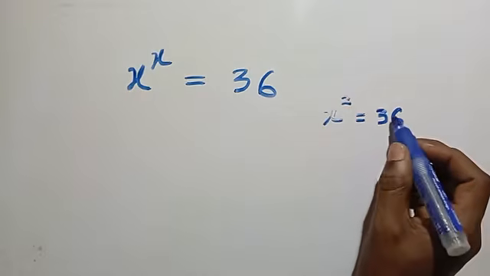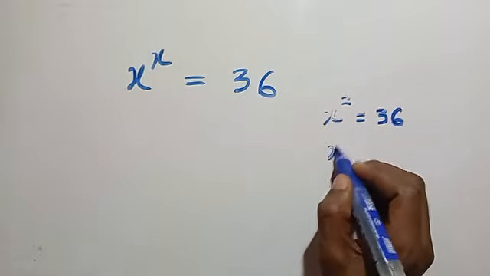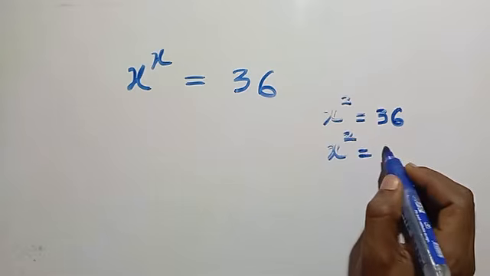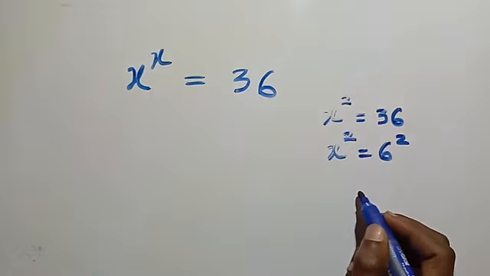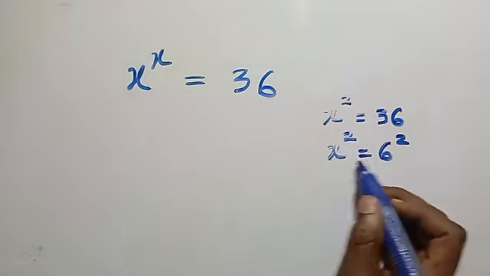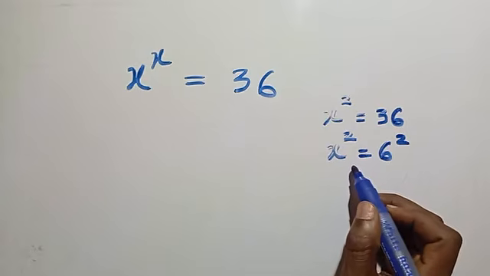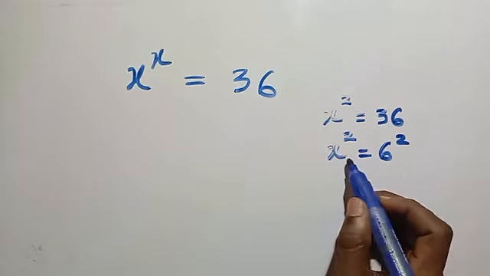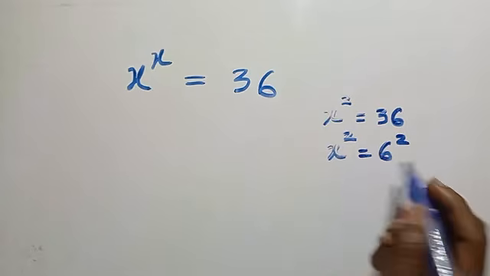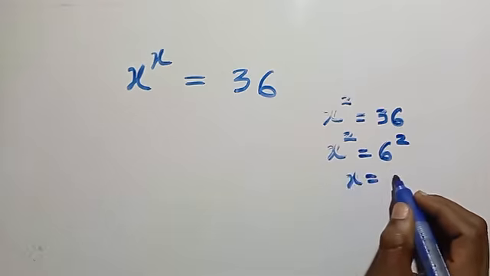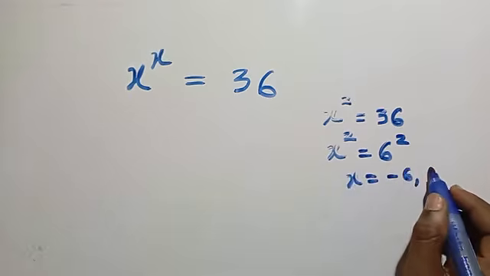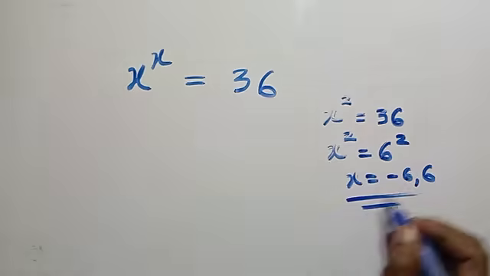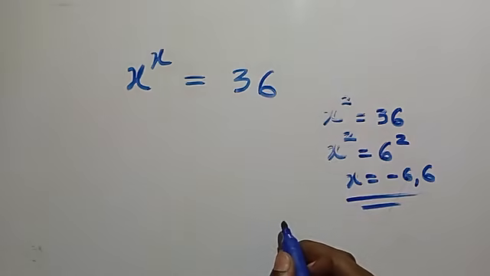Just like we express this in exponent form, as we have x power 2 equals 6 power 2. So when we are looking for real numbers, or let's say we need two numbers that satisfy this, we can just see that x equals minus 6, 6. Both of them satisfy this. This is very simple to solve.